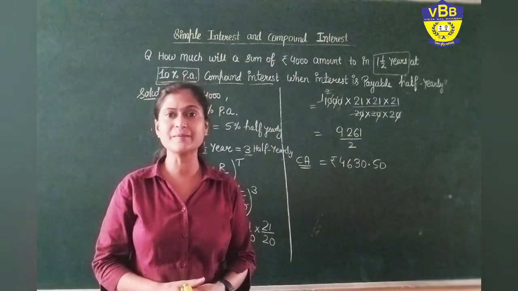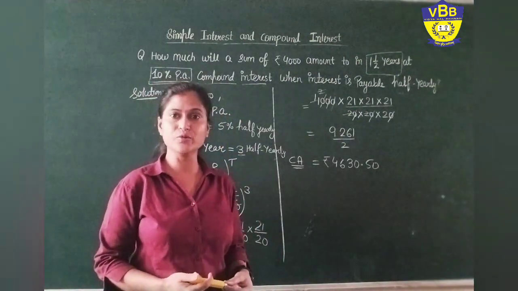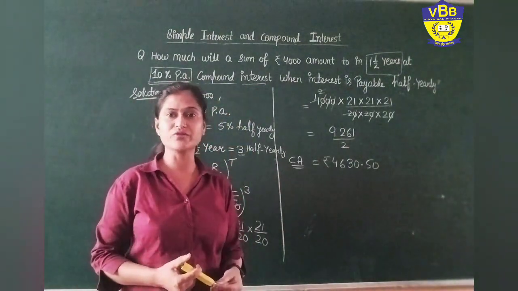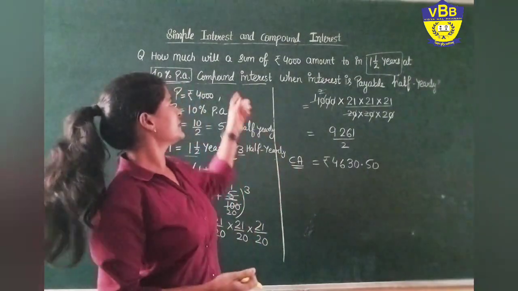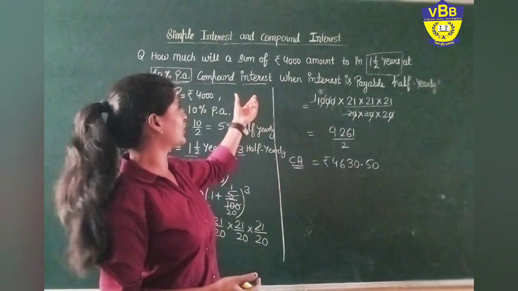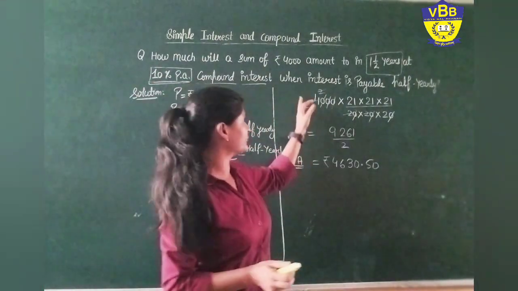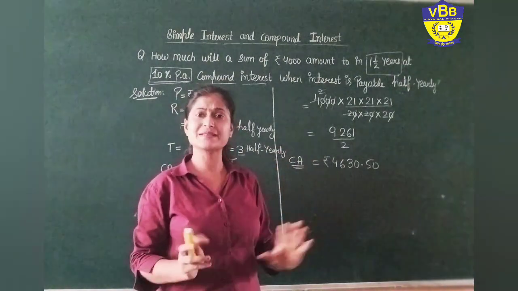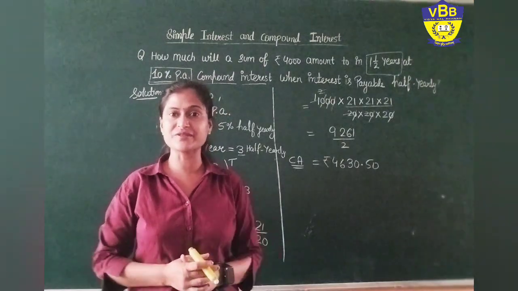So this is your answer in case of half yearly. I hope it is clear. Please solve the question. And one more thing you have to do in your notebook: solve it annually also. How much amount will you get in case of annually? Take the same question and solve it according to the annual. What is the difference in the case of annual? Does the interest remain the same or change?